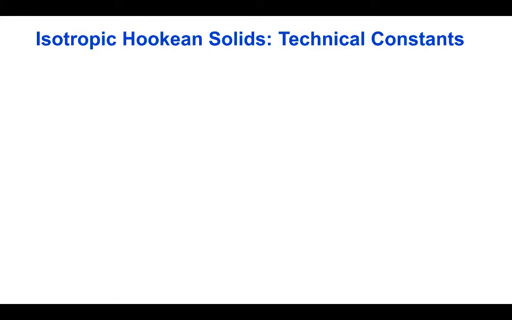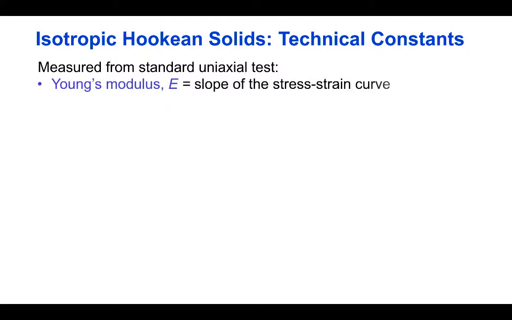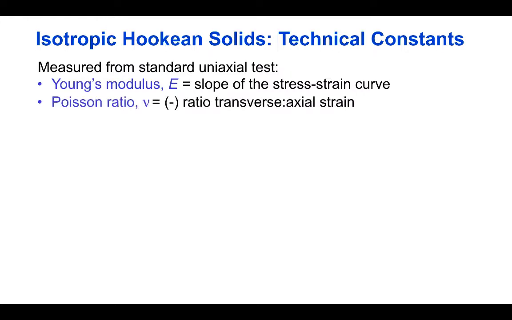So let's review the technical constants for isotropic Hookean elastic solids, E and nu, and their relationship to the Lamé constants. The technical constants are measured from a standard uniaxial test. The Young's modulus E is the slope of the stress-strain curve, and the Poisson ratio nu is the negative of the ratio of the transverse to axial strains.